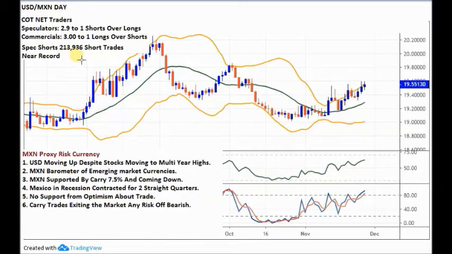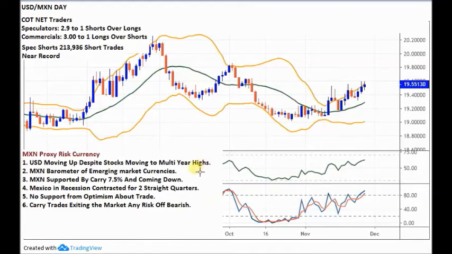And you can see the spec shorts on the COT, 213,936. That's near a record, opposed by 214,000 from the commercials. Now, this spec short trade, I think, is going to come out on stop. And I just want to go through these points very quickly. USD is moving up despite stocks moving to new multi-year highs.